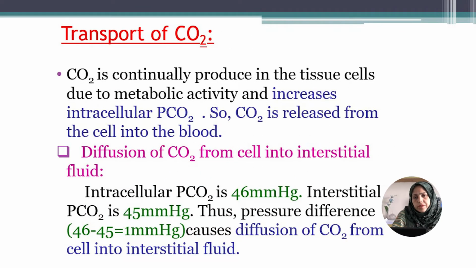Now, the transport of carbon dioxide from the tissue into the atmosphere. We know due to metabolic activity, a large amount of carbon dioxide is produced in the cell. Then carbon dioxide is released from the cell into the blood. First, the diffusion of carbon dioxide from the cell into the interstitial fluid. Intracellular partial pressure of carbon dioxide is 46 mm of mercury, and interstitial fluid partial pressure of carbon dioxide is 45 mm of mercury. So, the 1 mm of mercury pressure difference causes diffusion of carbon dioxide from the cell into the interstitial fluid.